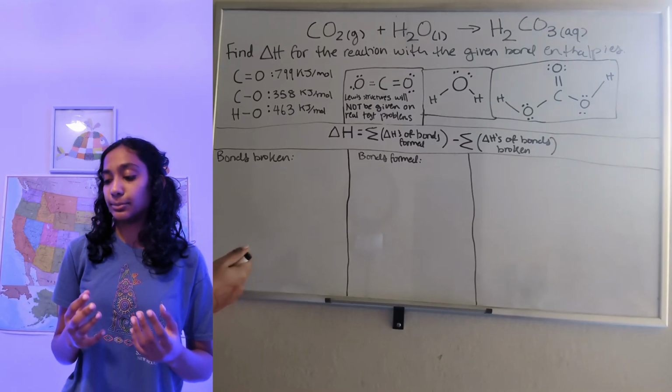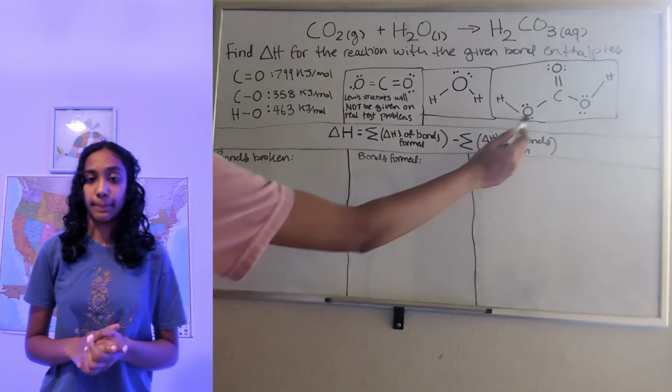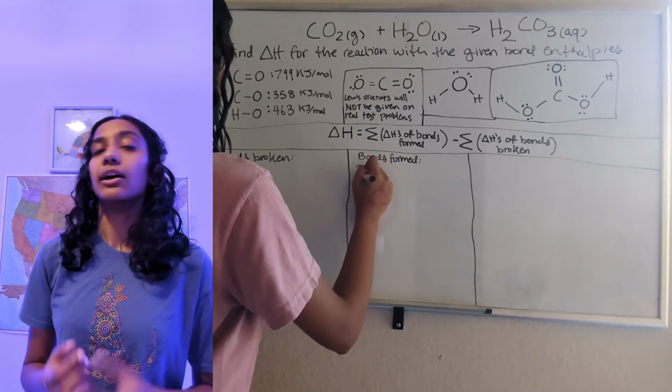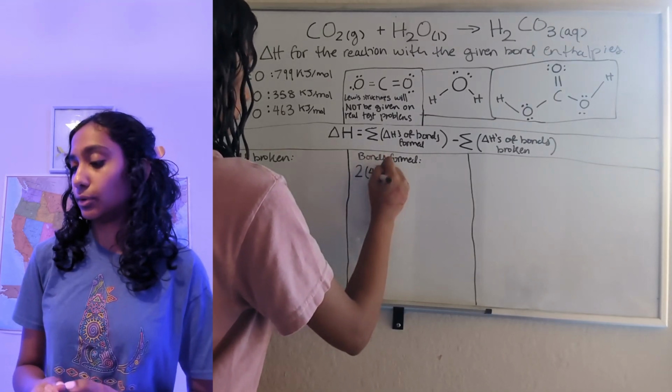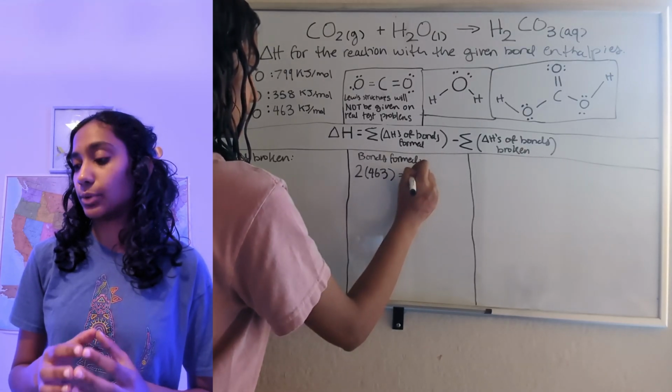Now we can find the enthalpies for the bonds formed, which are all the bonds in H2CO3. There are 2 OH bonds, and each OH bond has an enthalpy of 463 kilojoules per mole. 2 times 463 is 926 kilojoules.